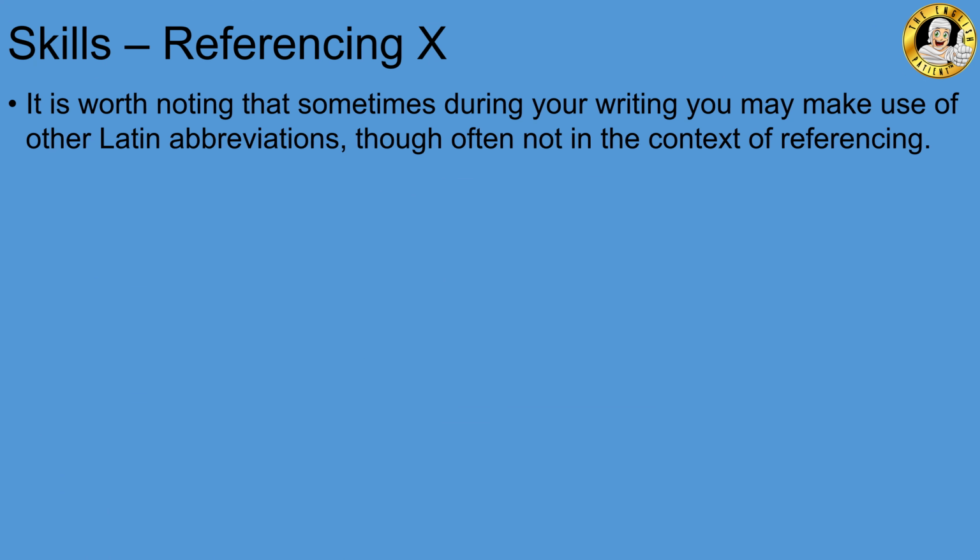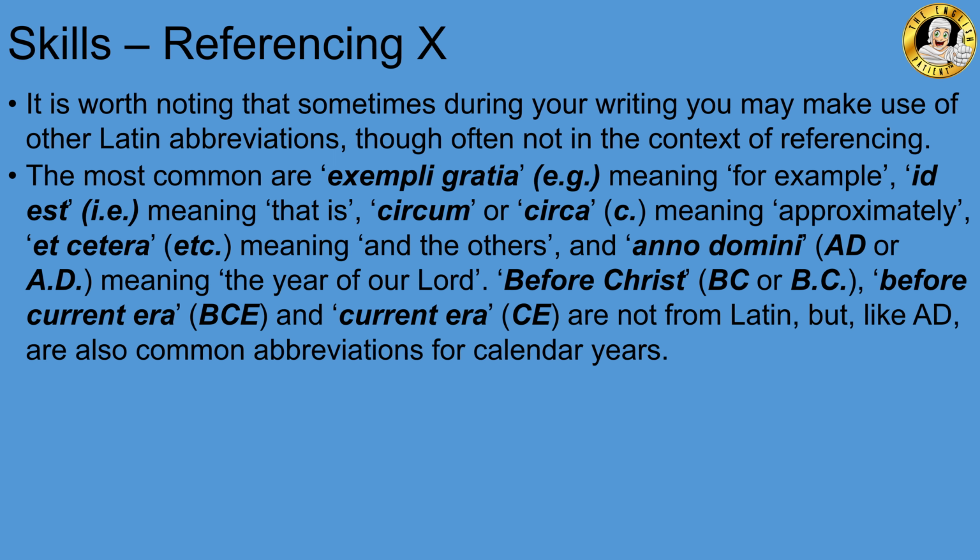Now, it's worth noting that we often make use of other Latin abbreviations in our writing, though not directly in the context of referencing. And it's worth knowing these ones. So some common examples are exempli gratia, e.g. And this means for example, in which case you'll use it to give examples. Id est, i.e. means that is, meaning. So here you would use it to say what I mean is this.